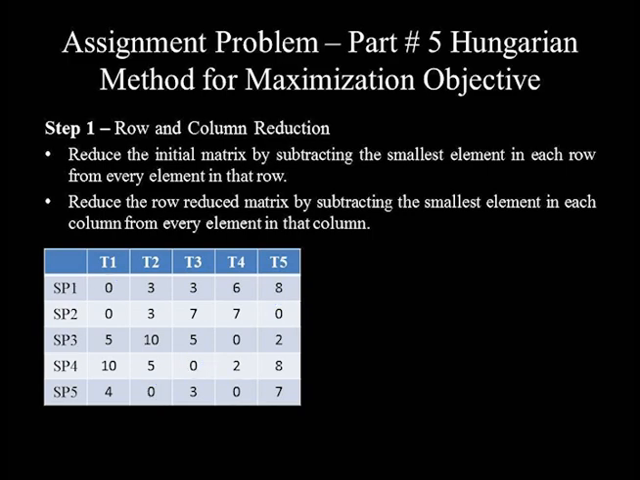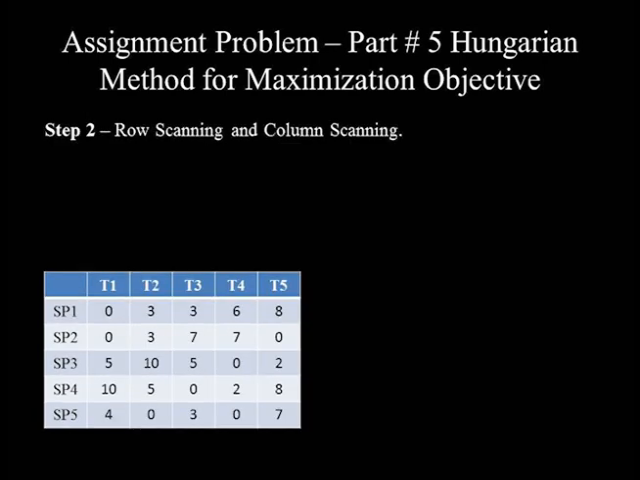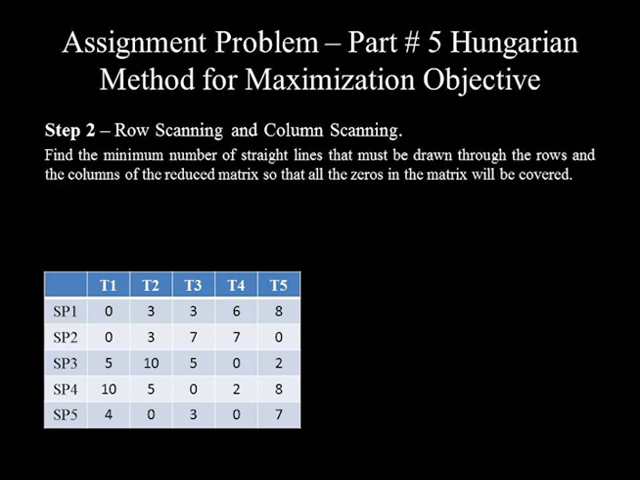Actually, it's logical to expect the minimum value of each column is 0, because the opportunity loss calculation yields at least one 0 per column. Step 2, row scanning and column scanning. In this step, we will find the minimum number of straight lines that must be drawn through the rows and columns of the reduced matrix so that all the zeros in the matrix will be covered. Again, this step has two sub-steps.